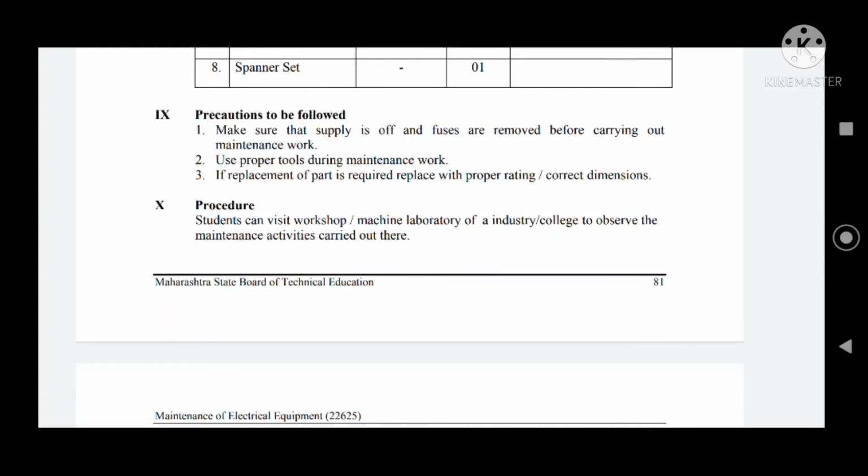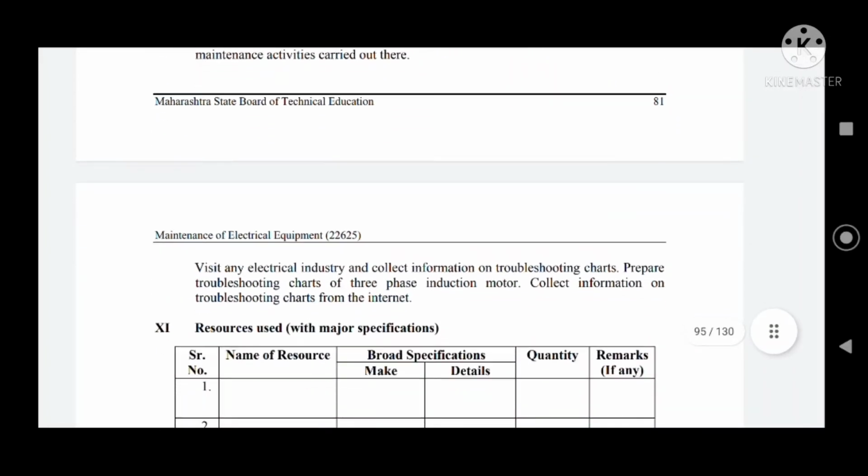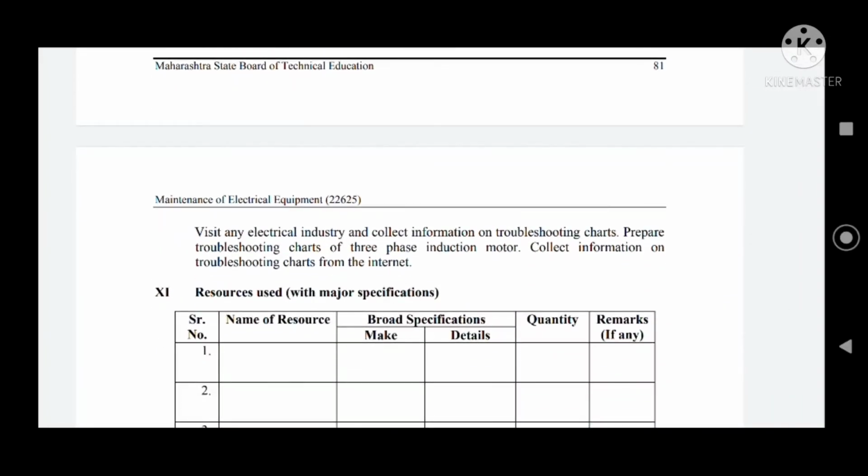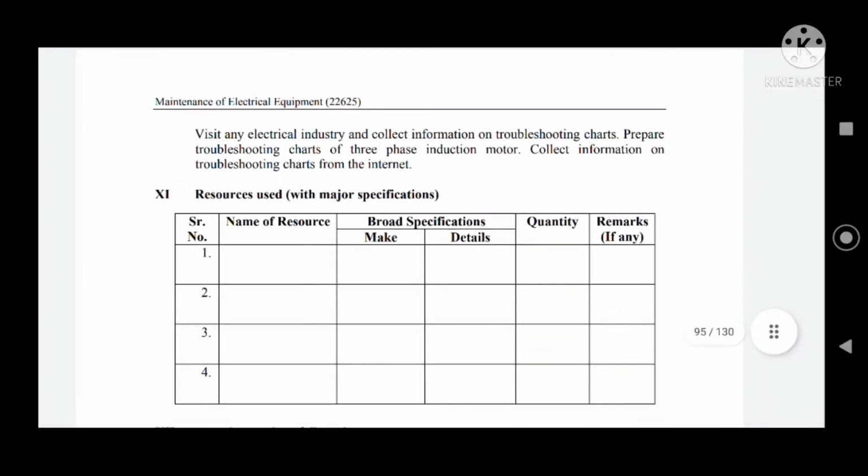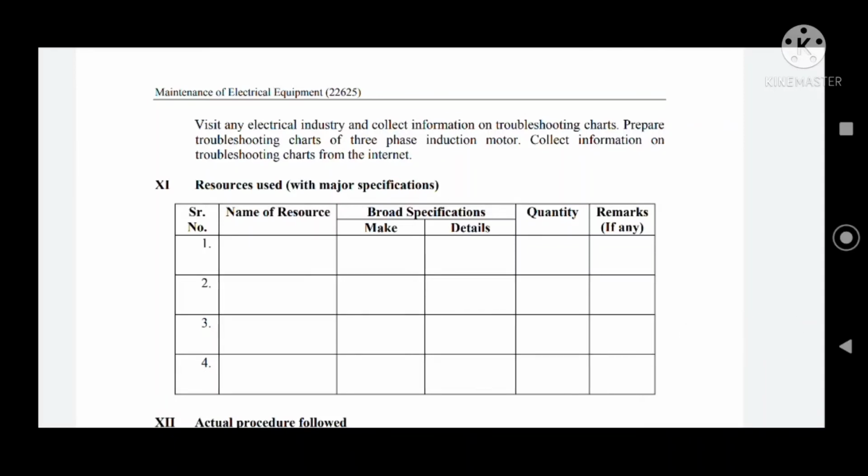Next is procedure. Students can visit workshop or machine laboratory of an industry or college to observe the maintenance activities carried out there. Visit any electrical industry and collect information on troubleshooting chart. Prepare troubleshooting chart of 3-phase induction motor. Collect information on troubleshooting charts from the internet. So you can visit to make troubleshooting chart or you can search it on internet.